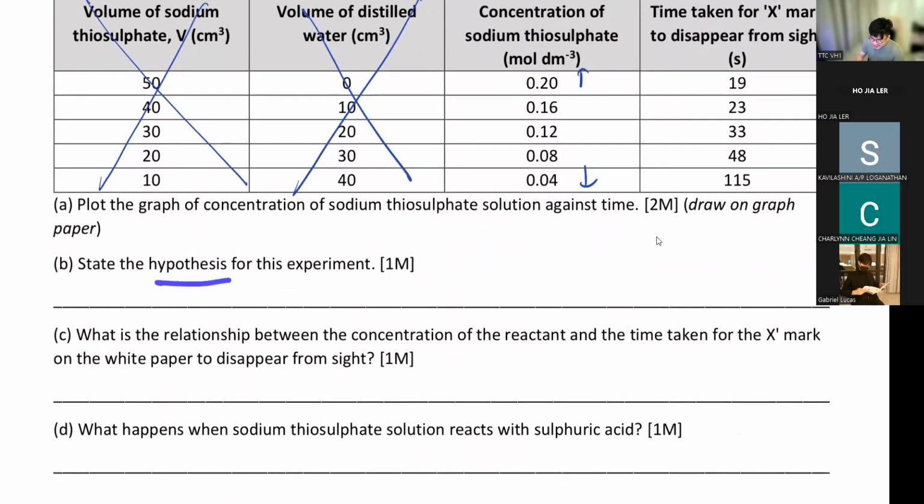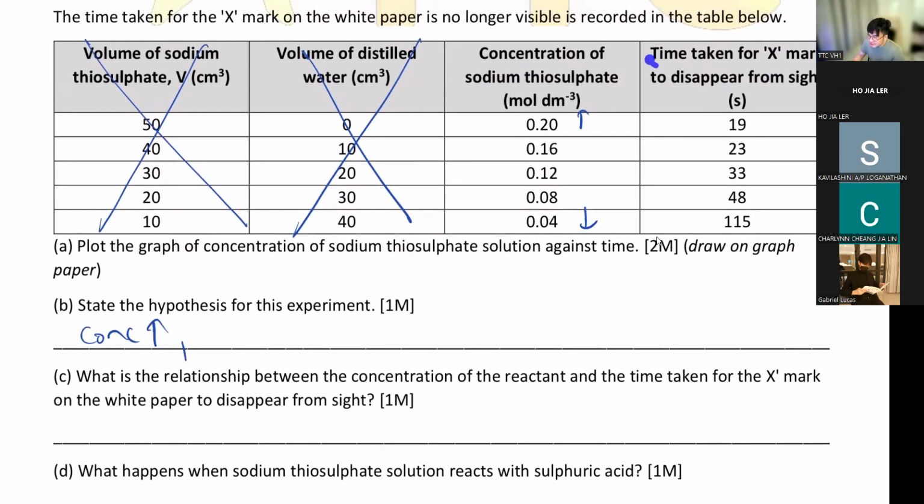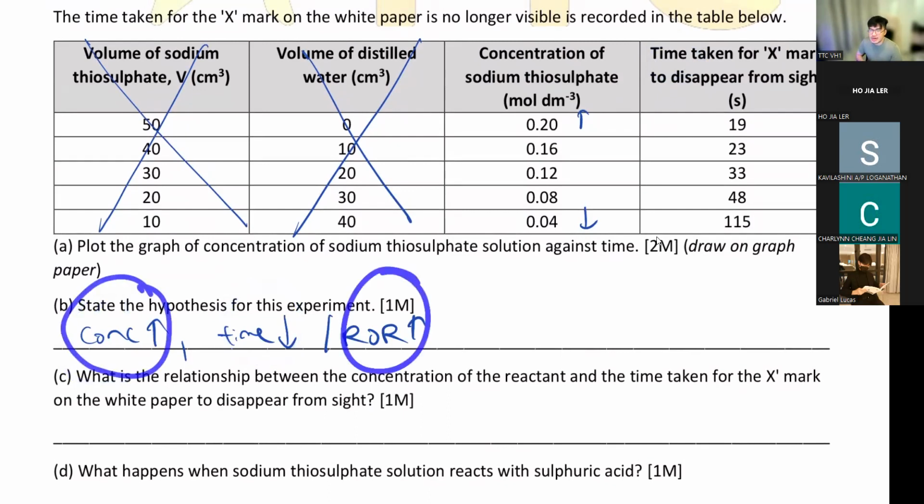So what is the hypothesis? The higher the concentration. Oh, for this case, sir, they write time here, right? You can write both. You can either say the shorter the time, or you can say the higher the ROR. I accept both answers. You just need to write one. Don't try to be smart, write two. So you can say the higher the concentration, the shorter the time, or the higher the concentration, the higher the ROR. No problem. Either case would work.